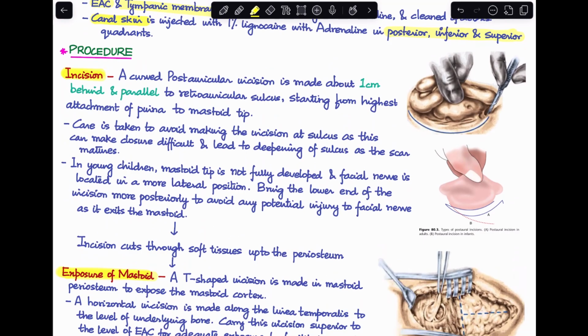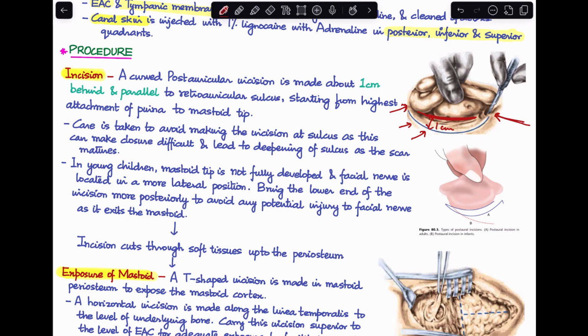First of all is our incision. Usually we use a Wilde's post-auricular incision. Here we give a curved post-auricular incision. If you look at the first image over here, it is a curved post-auricular incision made about 1 centimeter behind and parallel to the retroauricular sulcus. So, this is the retroauricular sulcus, and about 1 centimeter parallel and behind it, we give this post-auricular incision. It starts from the highest point of attachment of the pinna and continues down towards the mastoid tip. So, this is our incision to begin with.